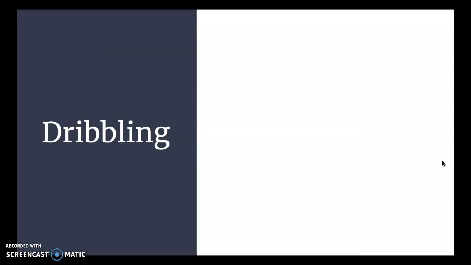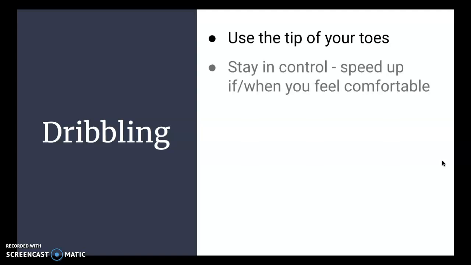Next, we talk about dribbling. So dribbling, make sure that you're using the tip of your toes. That way you can change direction at any given moment, especially when a defender is coming at you. Next, make sure you stay in control. So if you don't feel comfortable speeding up, you could always slow down and speed up gradually as you become more comfortable with that. Try to use both feet.